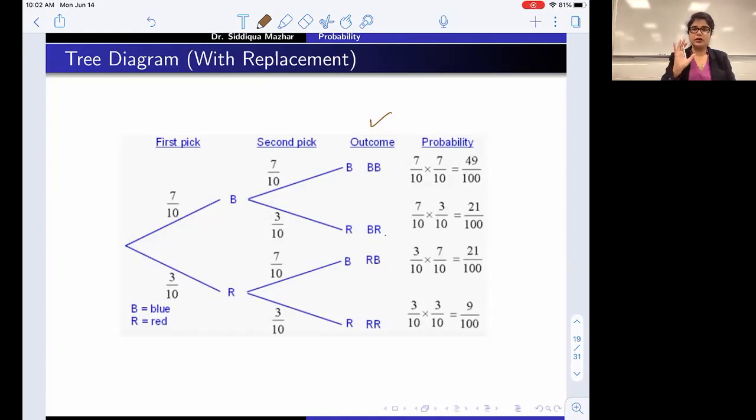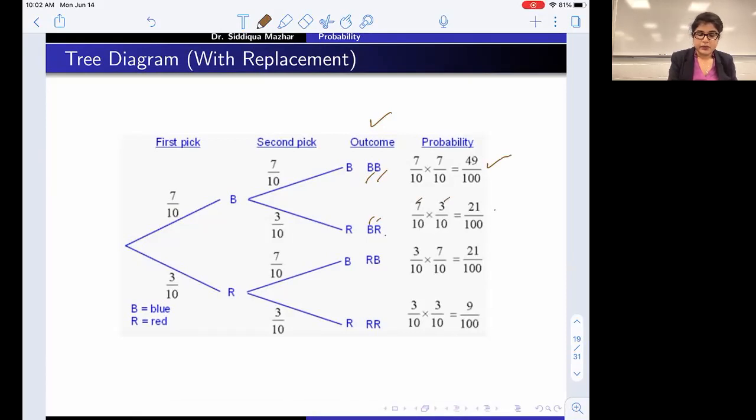One is blue, blue, one is blue, red, one is red, blue, and one is red, red. So if you look for their probabilities, because this is with replacement, the probability of finding blue and the probability of finding blue is 7 out of 10, 7 out of 10. You are just multiplying it. It is giving you 49 out of 100. The second experiment, blue, red: the probability of finding blue times the probability of finding red. So this is giving you 21 by 100.